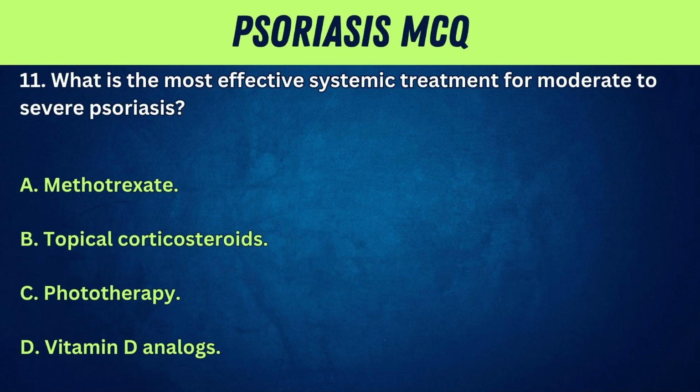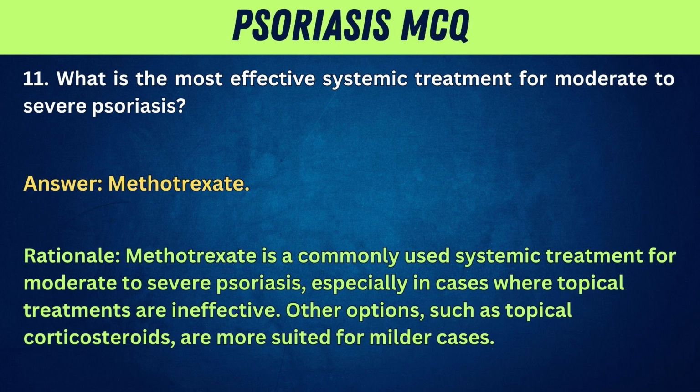11. What is the most effective systemic treatment for moderate to severe psoriasis? A. Methotrexate. B. Topical corticosteroids. C. Phototherapy. D. Vitamin D analogs. Answer: methotrexate. Rationale: methotrexate is a commonly used systemic treatment for moderate to severe psoriasis, especially in cases where topical treatments are ineffective. Other options, such as topical corticosteroids, are more suited for milder cases.